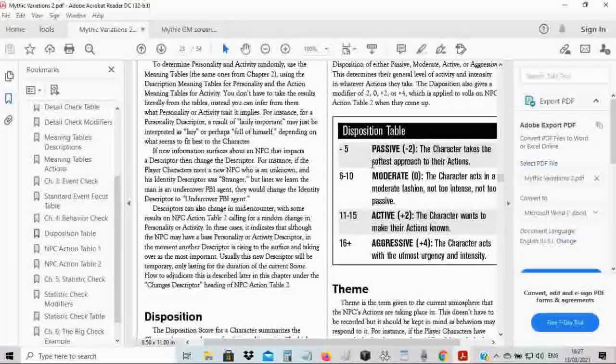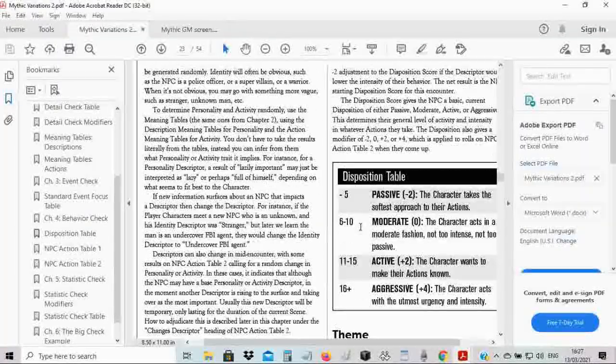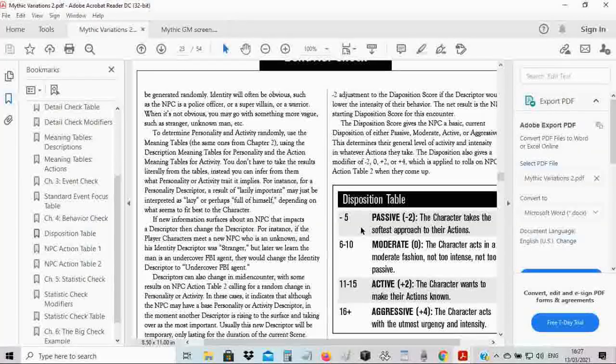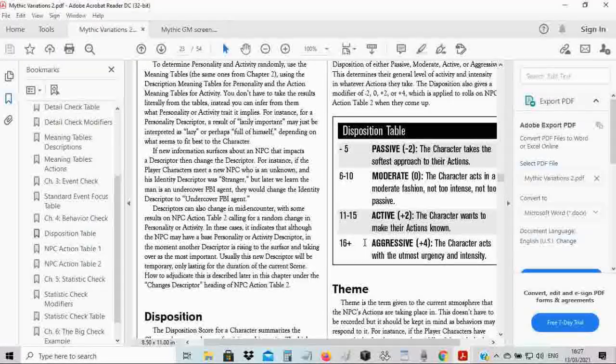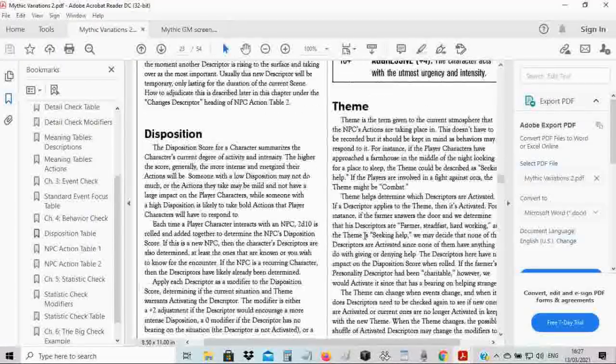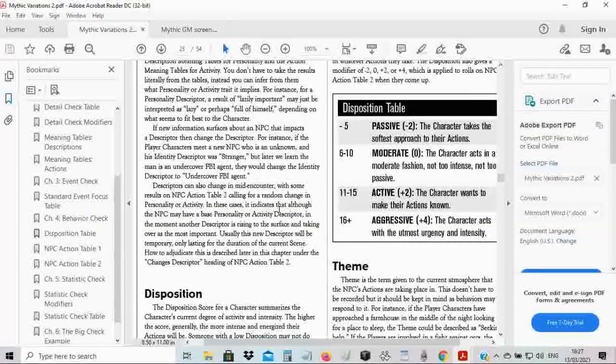The disposition table is another thing. This is important if you want to decide how the character will react to you. We're going to find out, for example, if passive, maybe the vampire isn't aware of us yet, since we're the heroes. Okay, here's a scenario. Maybe we're the heroes and we're trying to kill said vampire. So passive means he's not aware of us yet.